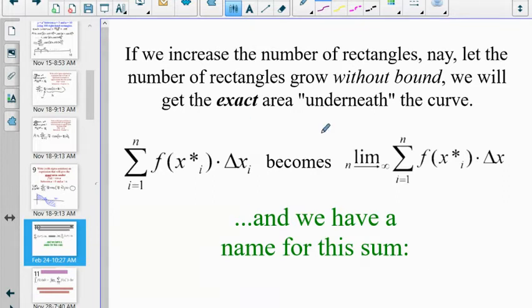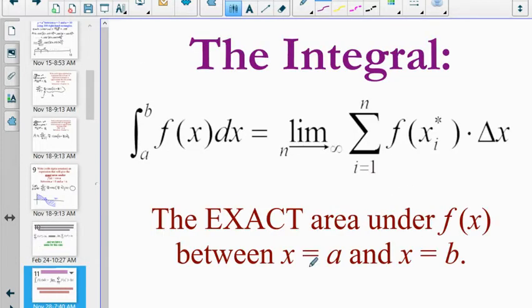If we let the number of rectangles grow without bound, if we let the size of the rectangles shrink down to 0, this limit notation, this scary, awful limit of a sum notation, becomes this thing called the integral. And this you're going to be much more comfortable with. This is much less scary looking than this limit notation, and it's better. It doesn't give us an approximation. It gives us the exact area under the curve.